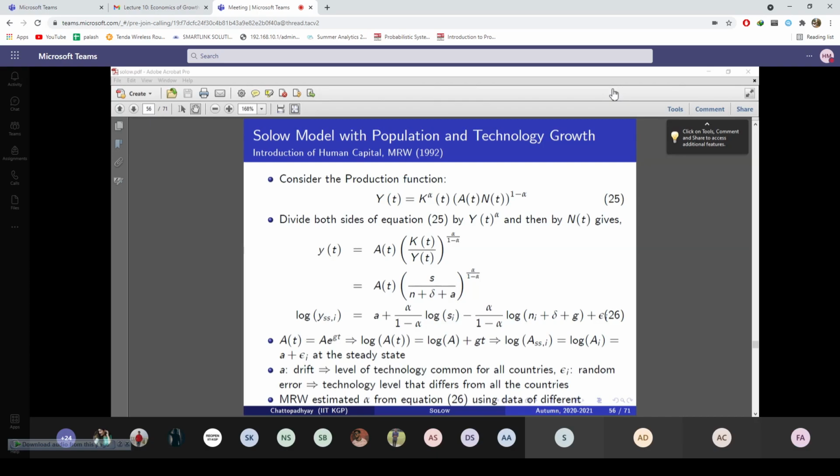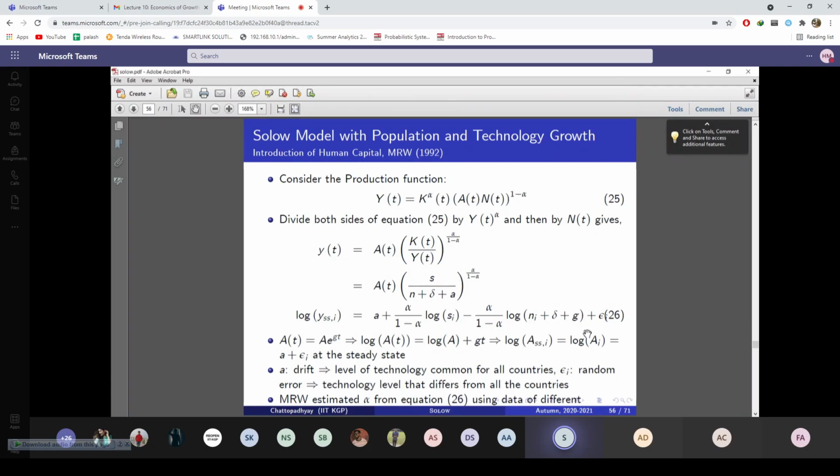Okay, today we will learn to manipulate the production function we have actually considered in our analysis in a different way, and we will explore the incorporation of human capital. So how do we incorporate human capital in the production function?